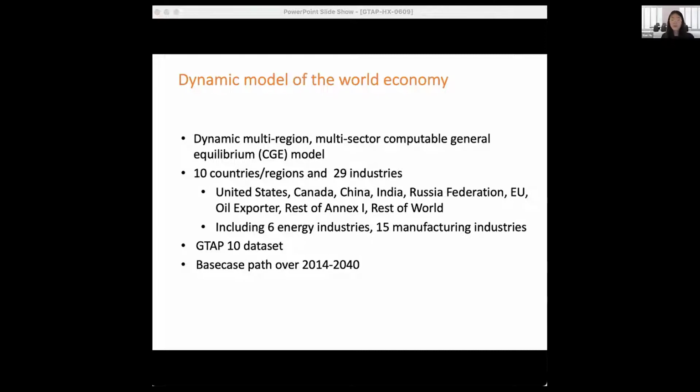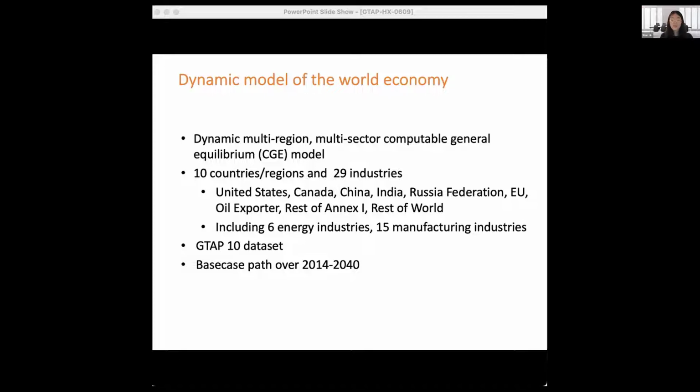Okay, our model is a multi-sector, multi-regional general equilibrium model of world economic growth with a dynamic recursive structure. That is, with exogenous saving rates driving the capital accumulation. Our focus is on the EU policy, and we may also consider the possibility of US implementation.